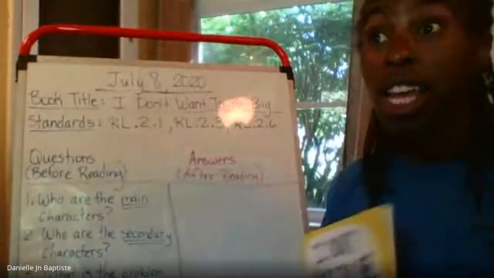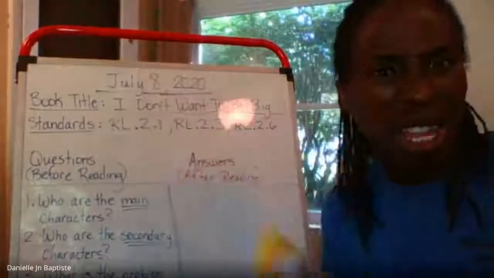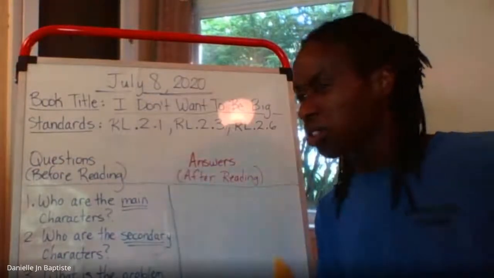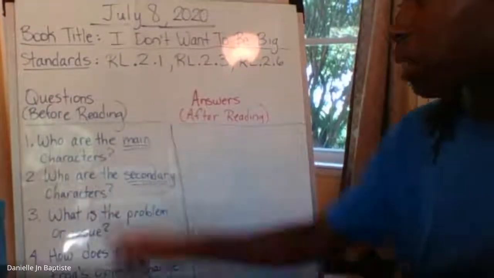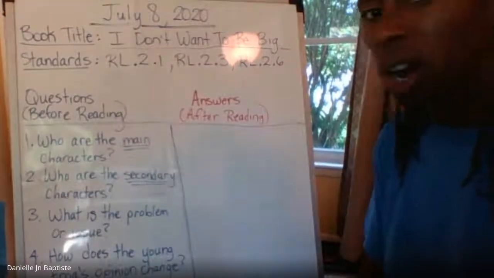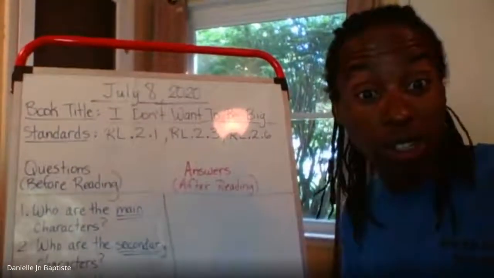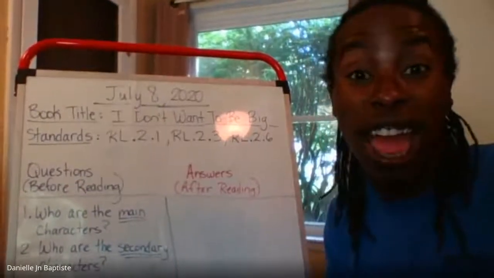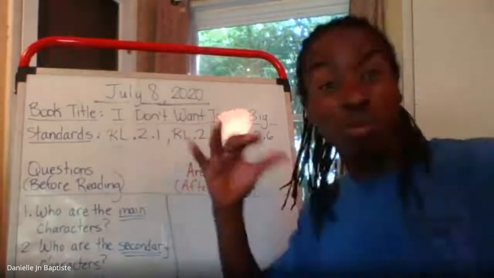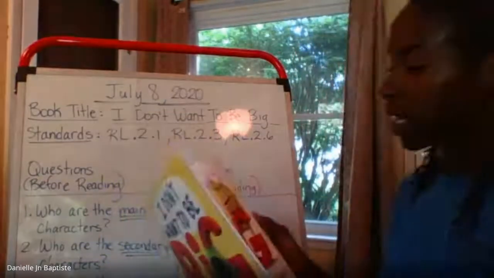All right. So now that we're done reading this story, let's see if we can answer some of the questions that were here. Number 1, who are the main characters? Who are the main characters in this book? In other words, who were the characters who the story was mostly about? Let's look at our pages.